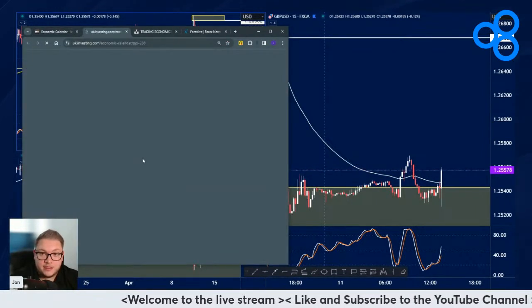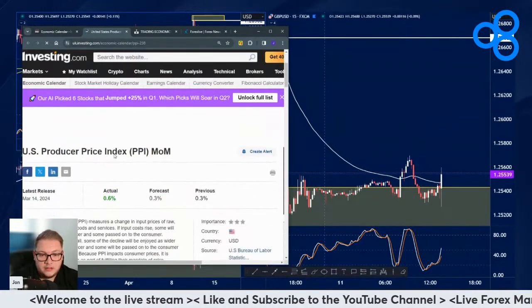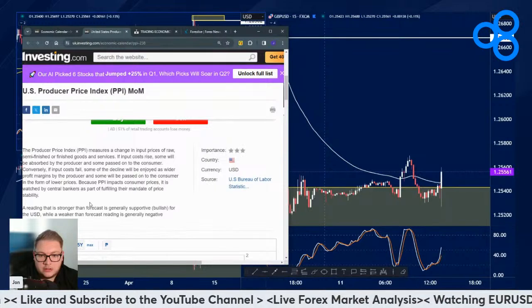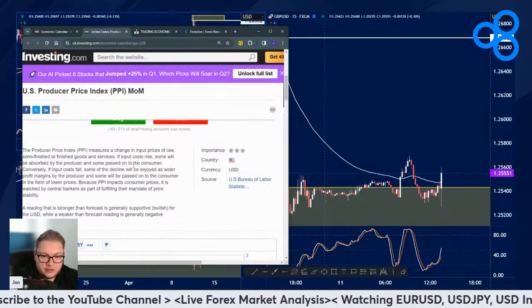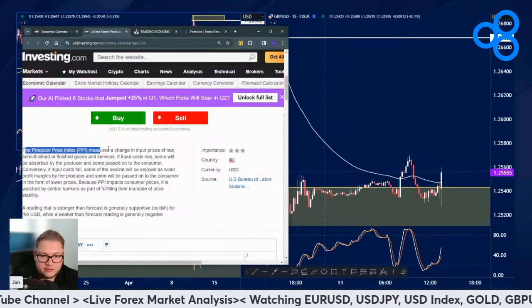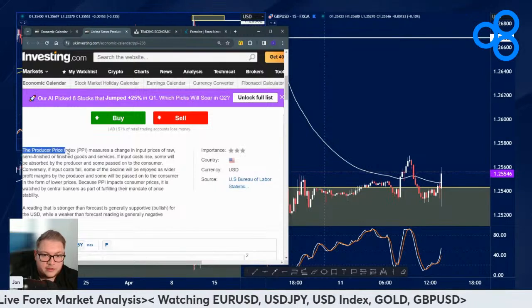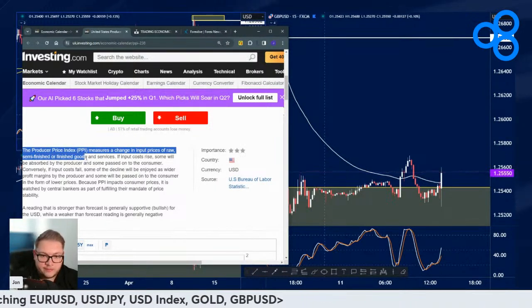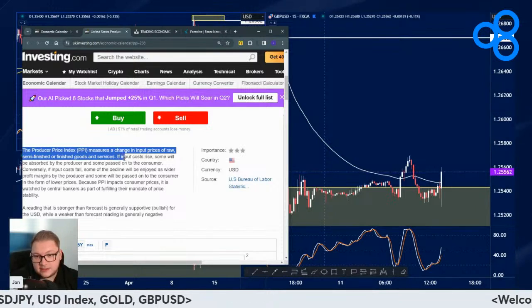Now, if we take a look at PPI, it is the US Producer Price Index, and this is the one that the Fed like to look at as well. So just to give you a synopsis, if you don't know what it is, the Producer Price Index measures a change of input prices of raw, semi-finished or finished products of goods and services.